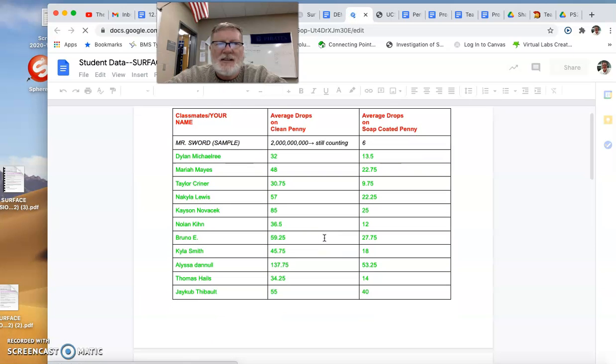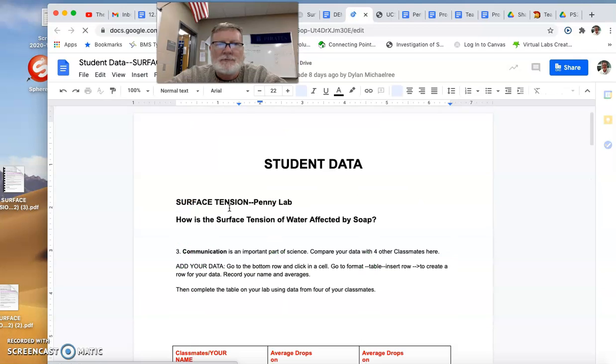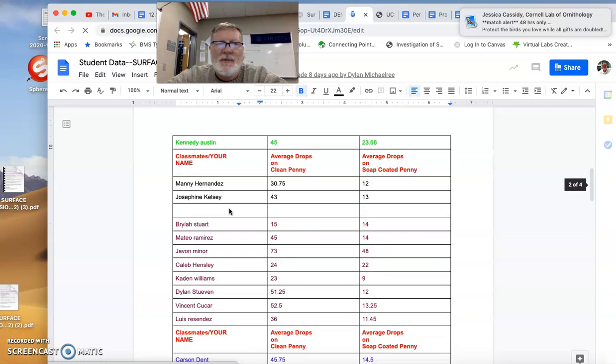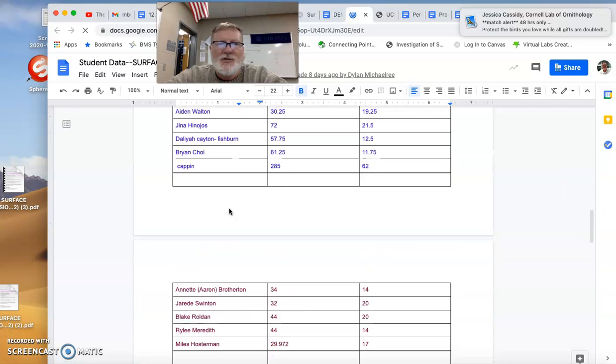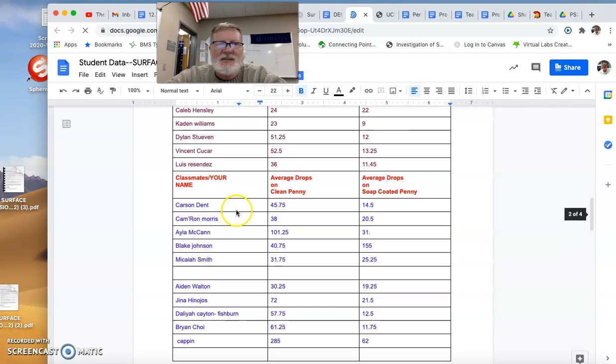And you can see all of the students that I have in person. Give it a minute to load. They have shared their results and their averages. And so you can see all of the number of drops on a clean penny were higher than the number of drops on a soap-coated penny.